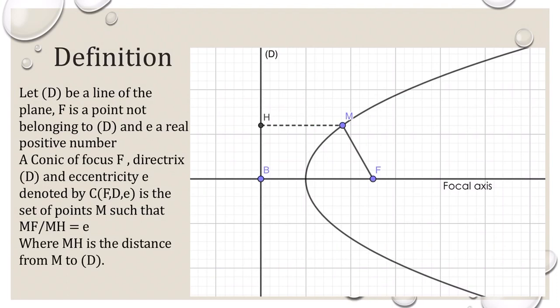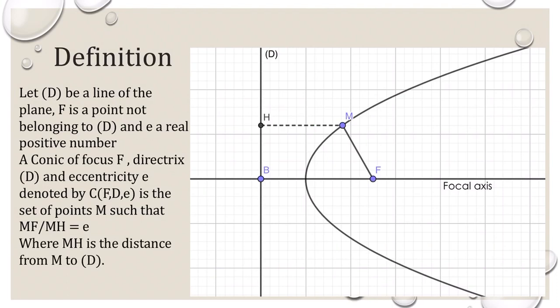So it's the set of all points M such that the ratio MF over MH equals E, knowing that H is the orthogonal projection of M on D. So MH is the distance between the point M and the directrix D. MF is the distance between the point M and the focus. The ratio between these two distances, MF over MH, is equal to E, the eccentricity.